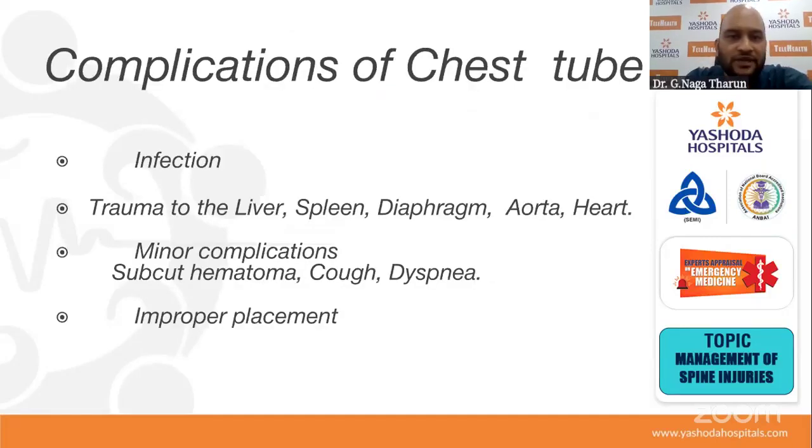Coming to the complications of chest tubes: infection and trauma to adjacent organs like liver, spleen, diaphragm, aorta, and heart can be complications. Minor complications like subcutaneous emphysema, hematoma, and dyspnea will be seen. Improper placement is also another complication of chest tube ICD placement.